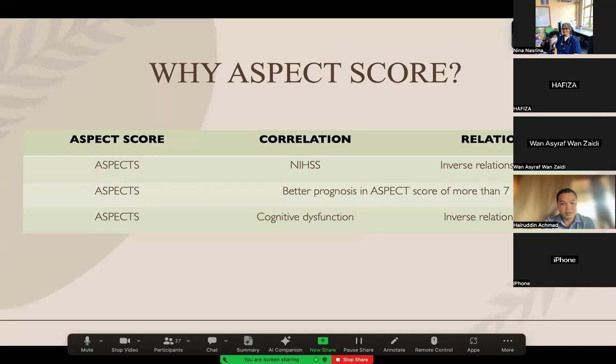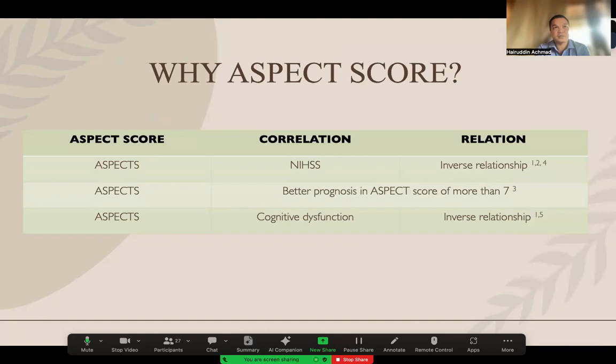Okay, so why do we use ASPECT scores? ASPECT scoring has been established to have good correlation with the clinical presentation, with the possible outcome of the patient, and the treatment of the patient. Also, in the long run, it has an inverse relationship with cognitive dysfunction. It's well known that ASPECT scoring has this relationship with all these clinical biomarkers.